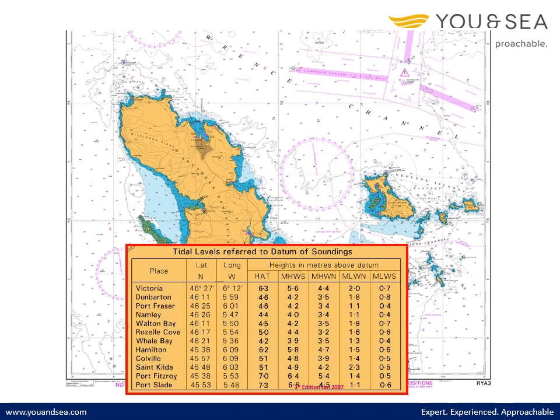Most large-scale charts will give us the tide levels referred to the datum of soundings. This is a tide table which gives us HAT, mean high water springs, down to mean low water springs for all the standard ports on that chart.